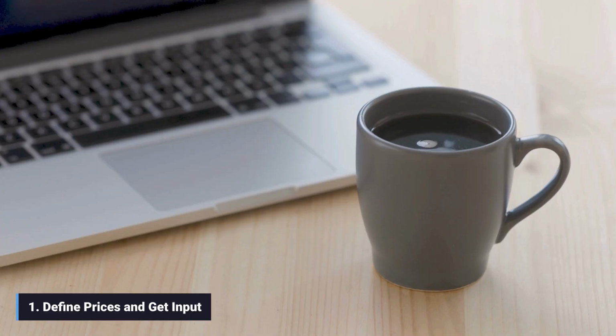1. Define prices and get input. We start by setting fixed prices for 2 items. Then, we use the efficient map function to read 2 quantities from the user on a single line, converting them immediately to integers.